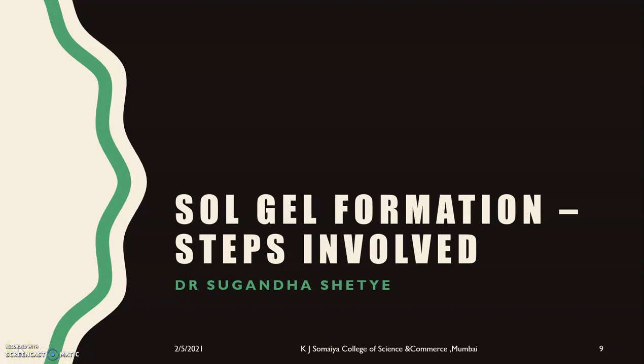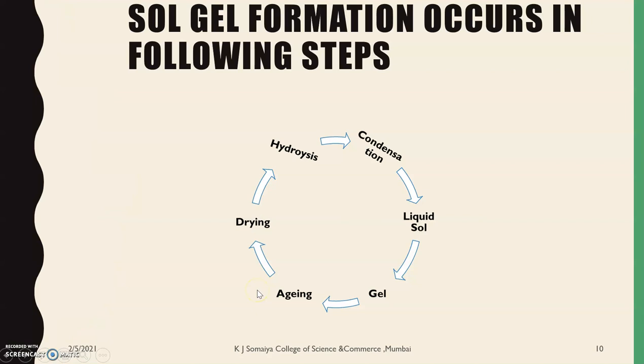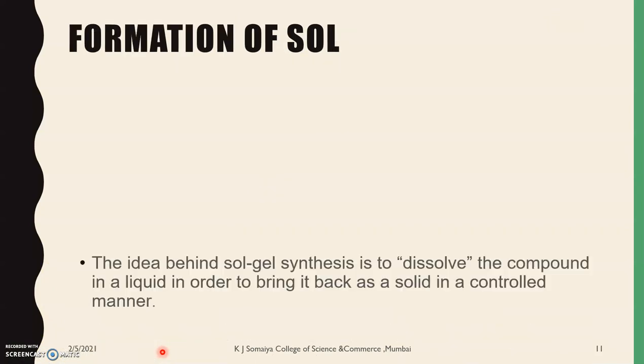Sol gel method, the different steps which are involved are hydrolysis, condensation, liquid sol formation, gel formation, aging, drying, and sometimes calcination. So we'll look into these different steps one by one. So the first step is formation of sol.